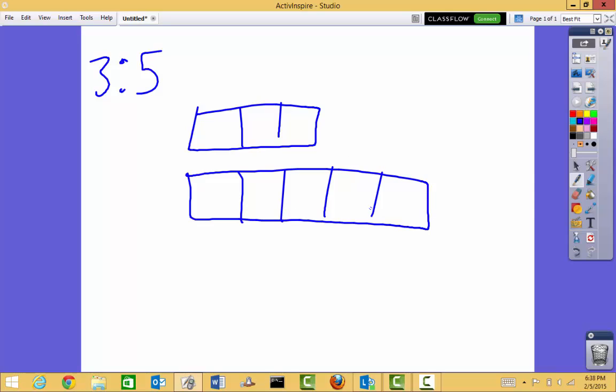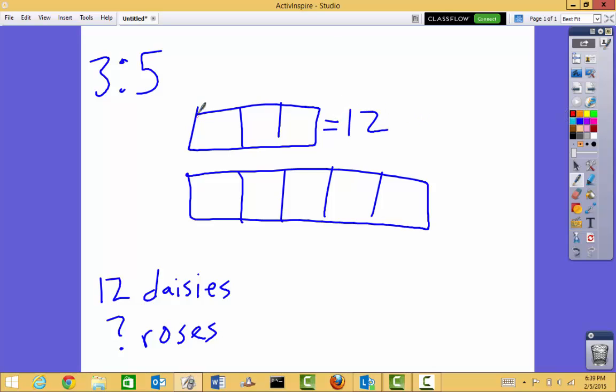Now this part's a little different. If I bought 12 daisies, how many roses? Well, now it's not saying more than, it's saying my total is 12. So my total number of daisies is 12. So this whole tape diagram is 12. So I need to ask what plus what equals 12.